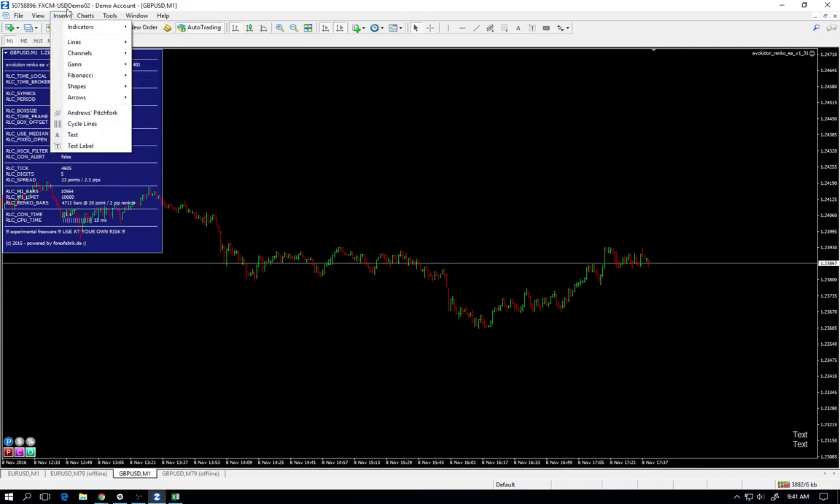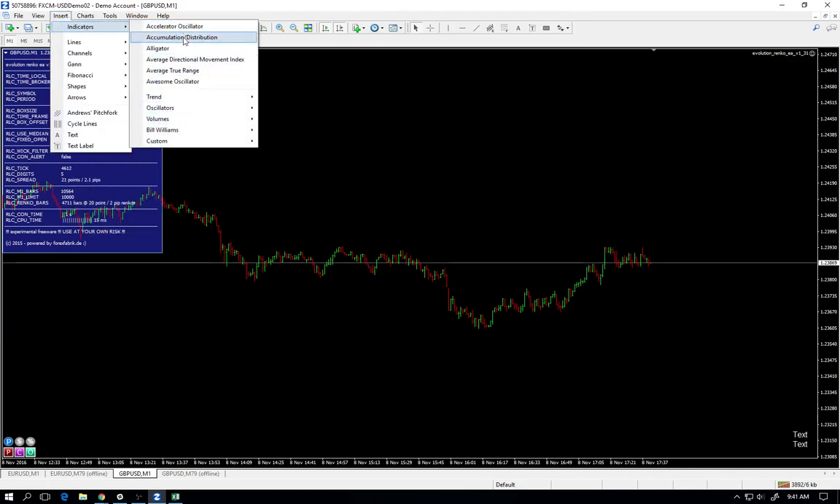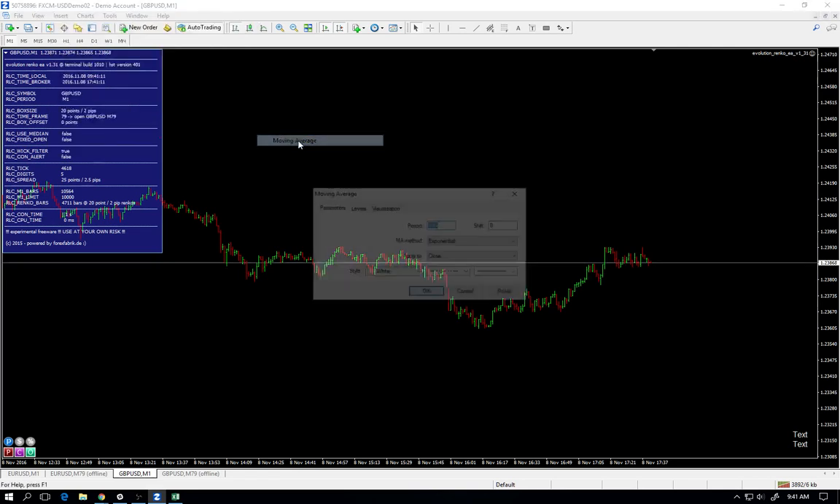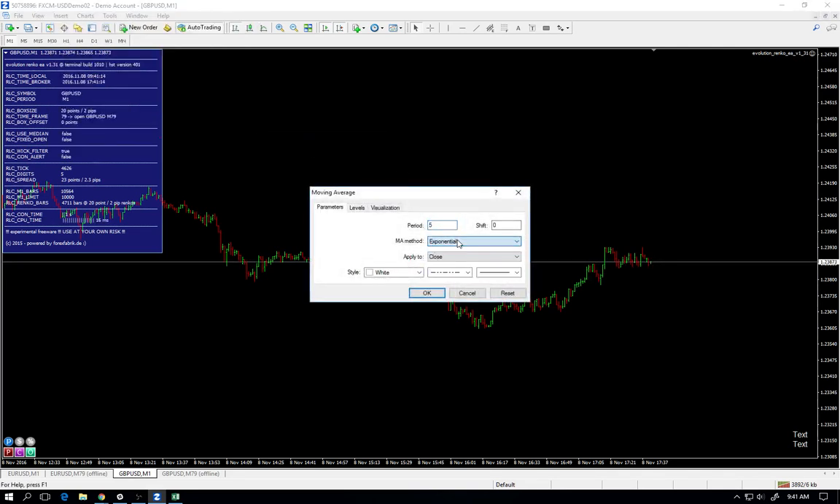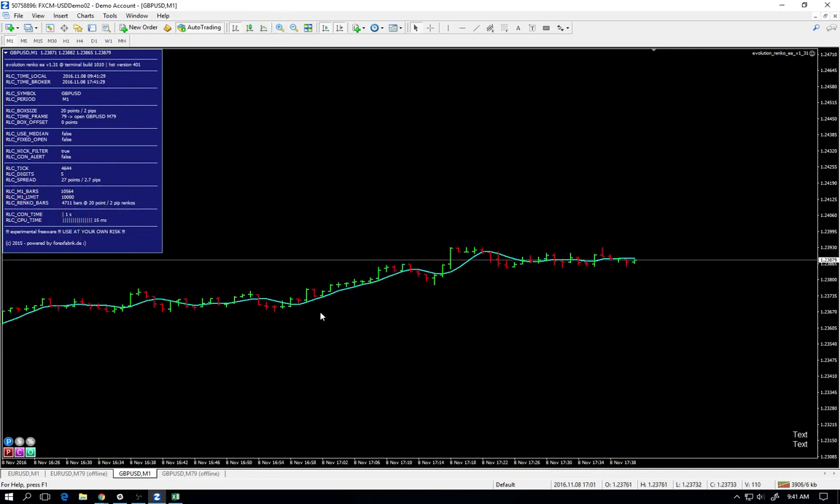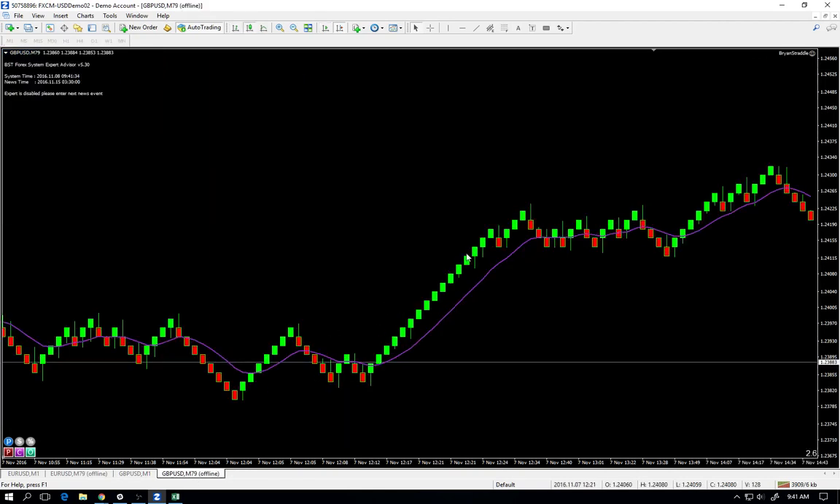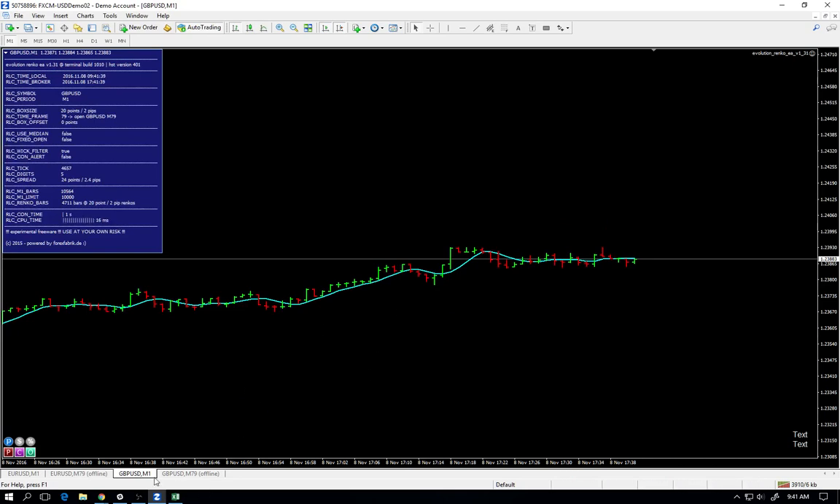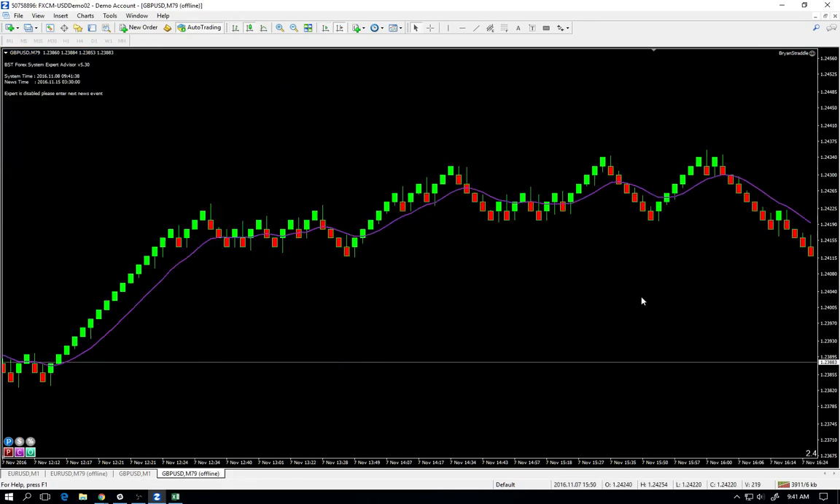Let's see, insert indicators, moving average. 5, simple, median. And we'll go with aqua, line, and we'll make it that. I can control this moving average, how far away it is from the candles, easier here than I can here. So if we look, this is GBP, and let's scroll back to the beginning.